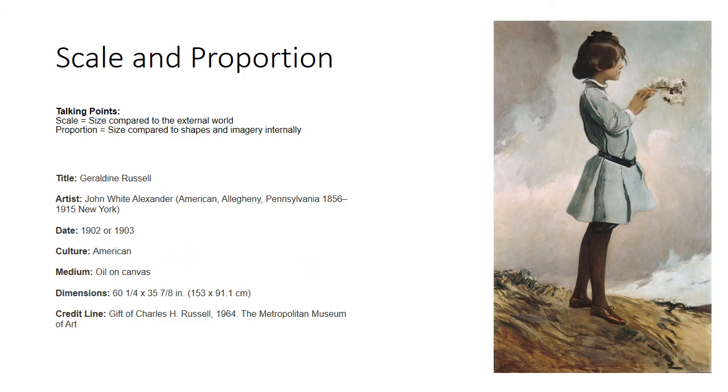Scale and proportion. This one is actually a very large painting. It's about 5 feet tall. Geraldine Russell does a painting here, or just a painting of Geraldine Russell by John White Alexander. And his painting here takes that little girl and puts her up above our eye level. So we're actually looking way up at her. He puts us down. Our eye level is down around her ankles.